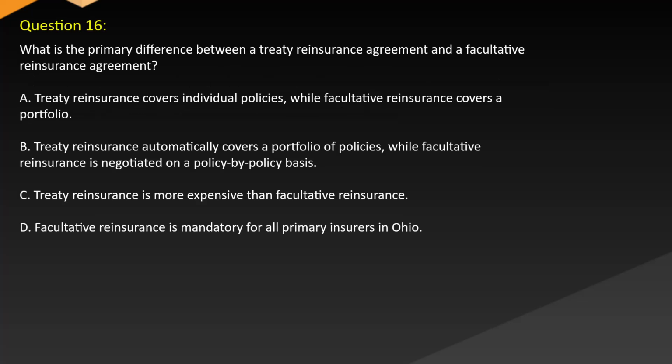Question 16. What is the primary difference between a treaty reinsurance agreement and a facultative reinsurance agreement? A. Treaty reinsurance covers individual policies, while facultative reinsurance covers a portfolio. B. Treaty reinsurance automatically covers a portfolio of policies, while facultative reinsurance is negotiated on a policy-by-policy basis. C. Treaty reinsurance is more expensive than facultative reinsurance. D. Facultative reinsurance is mandatory for all primary insurers in Ohio.